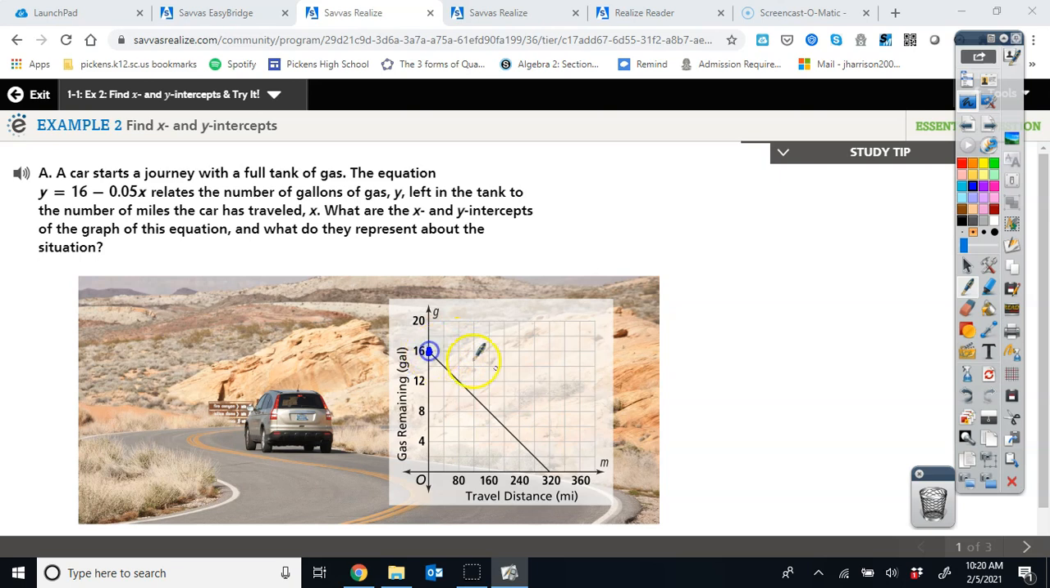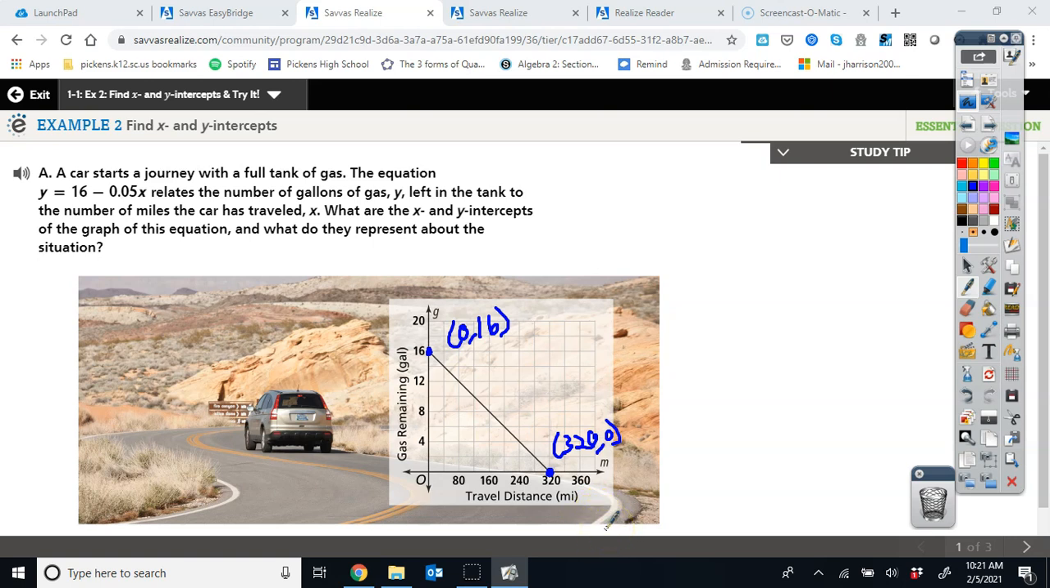Notice on this one, we've got a y-intercept here at 16 and an x-intercept here at 320. Please do remember that when we talk about these, we're talking about (0, 16) and (320, 0). The x-intercepts and the y-intercepts, remember, have an opposite value for 0. So let me rephrase that again. The opposite value of what you're looking at. For the y-intercept, you have a 0 for x. For the x-intercept, you have a 0 for y.